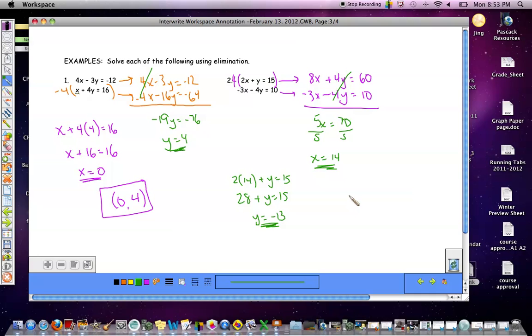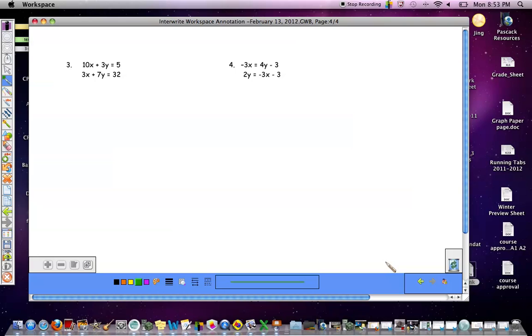So my final solution, when I write it as an ordered pair, is x being 14 and y being negative 13. Okay. Now, what I want you to do is pause this and try and solve the next two on your own, and then come back and check what the answers are after you do that. Okay, hopefully you've gone and solved the next two.